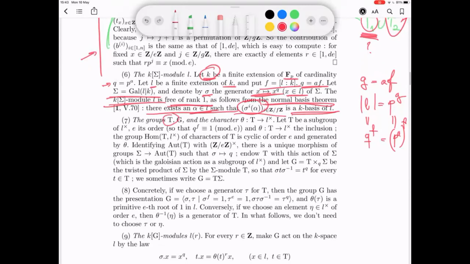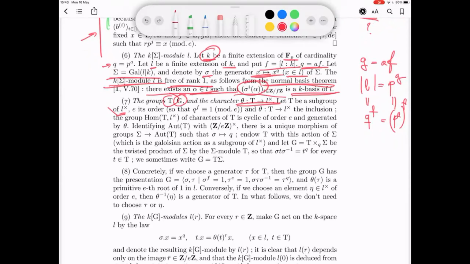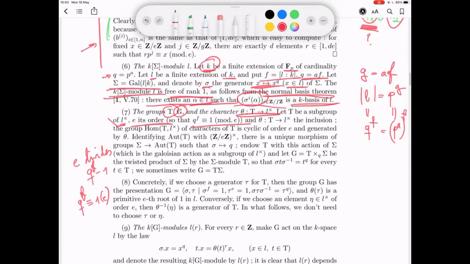Then you have the groups T, G, and the character. These are things which are given to you. T is a subgroup of L star. It's more or less like what we had last time, right? E is the order of this group. Since E divides the order of L star, which is q to the f minus 1, that's the same as saying that q to the f is congruent to 1 mod E. And theta is just another notation for the inclusion.